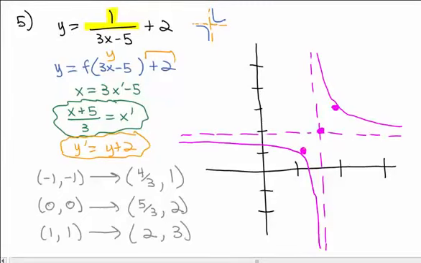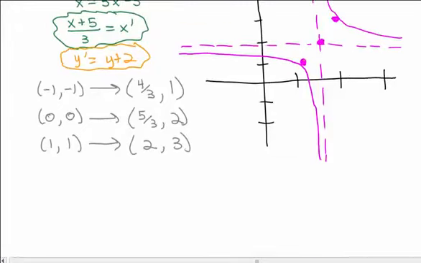One last function type we haven't seen yet. Let's do one more example. We're going to do y equals 2 over (3x plus 1) squared minus 4.